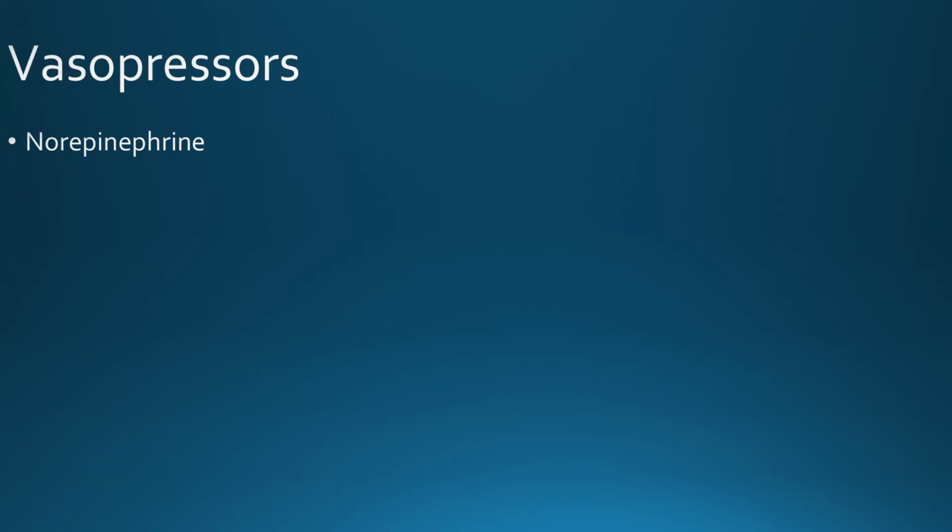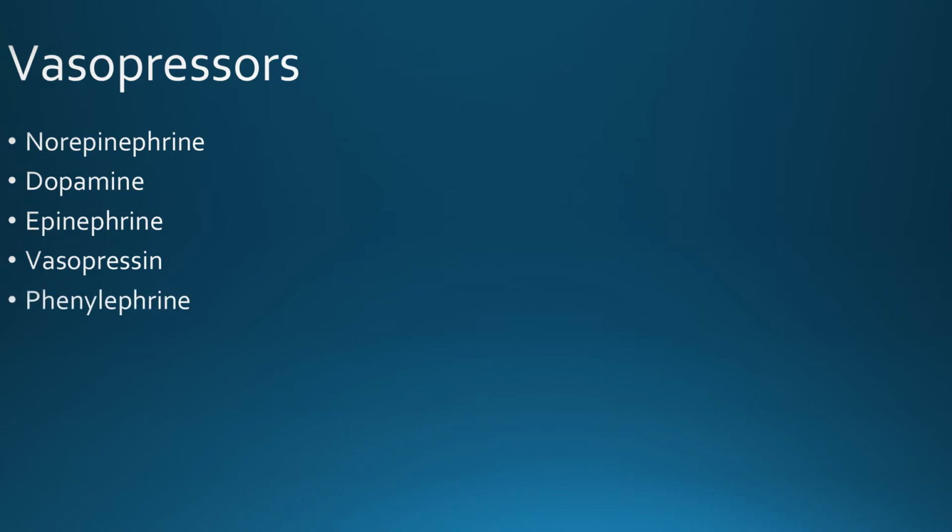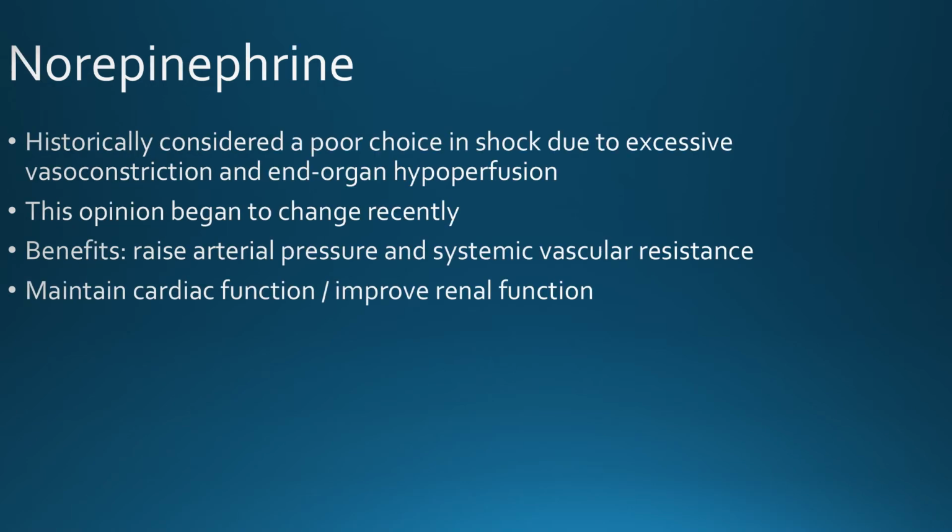Vasopressors: norepinephrine, dopamine, epinephrine, vasopressin, phenylephrine. Norepinephrine was historically considered a poor choice in shock due to excessive vasoconstriction and end organ hypoperfusion. This opinion began to change recently. Benefits: raises arterial blood pressure and systemic vascular resistance, maintains the cardiac function, and improves the renal function.